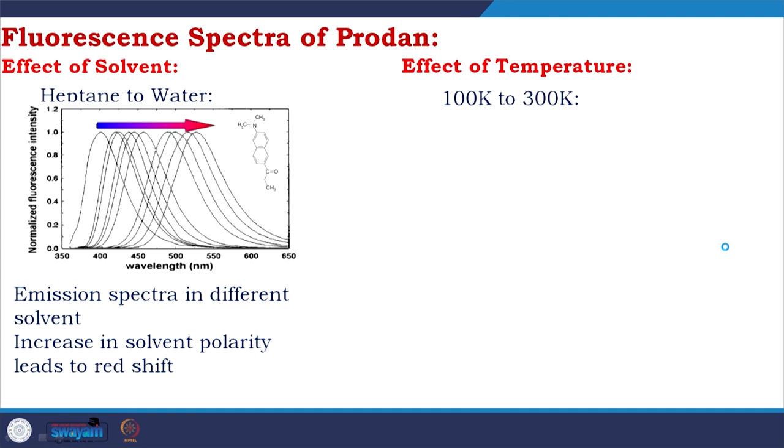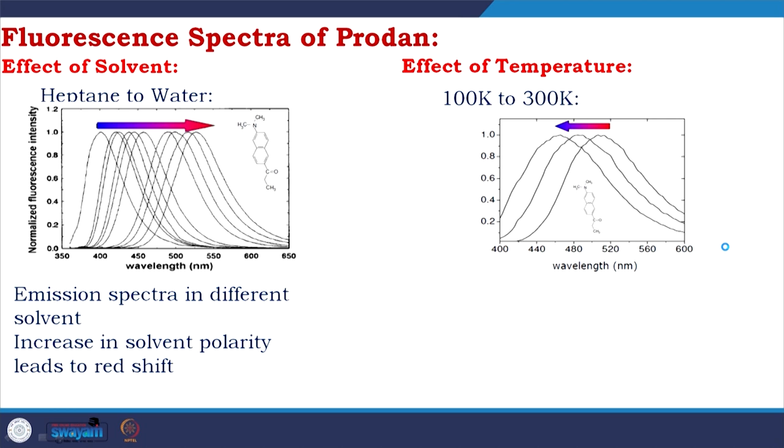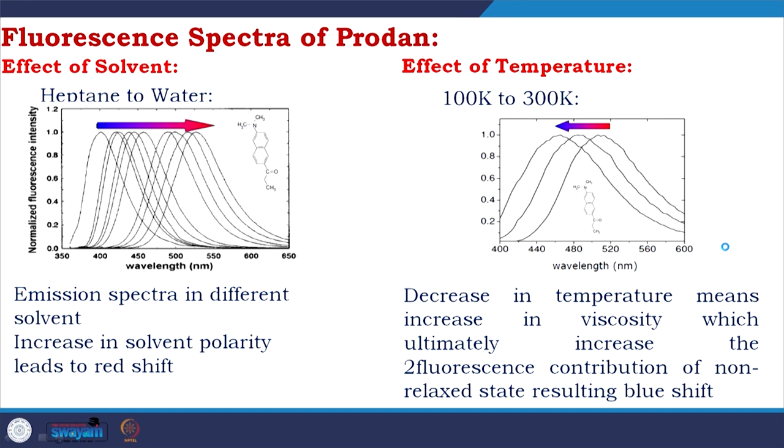Effect of temperature, 100 K to 300 K, 3 points are taken and there is clear shifting of the spectra. So, decrease in temperature means increase in viscosity, because when you increase the temperature, the dynamicity would be enhanced. So, decrease in the temperature is decrease in the dynamism, which means increase in viscosity, which ultimately increases the fluorescence contribution of non-relaxed state, resulting in blue shift.